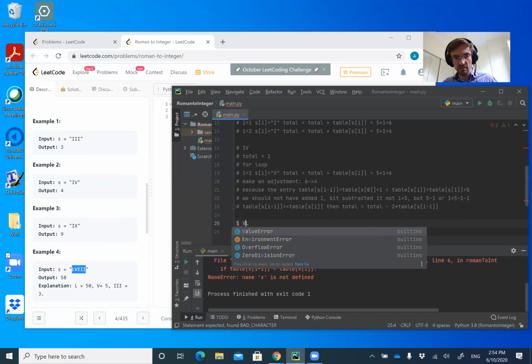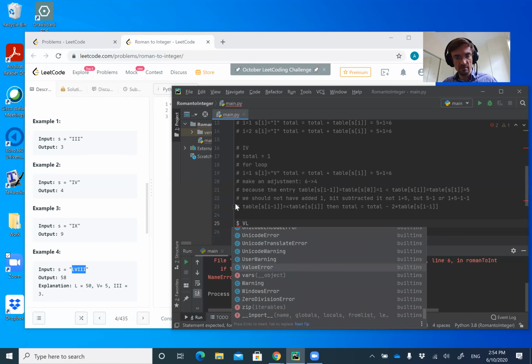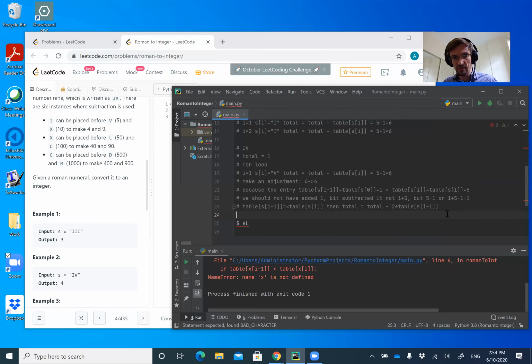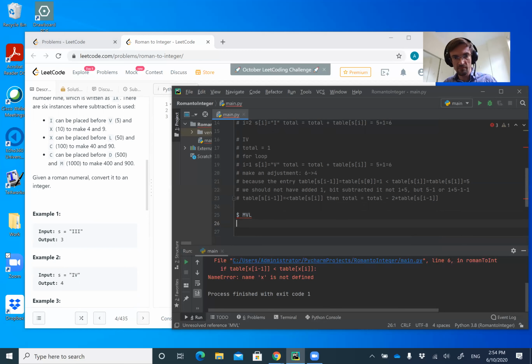L V, and then let's take M. Okay, so this is the first example.